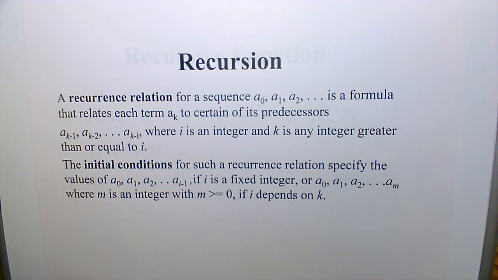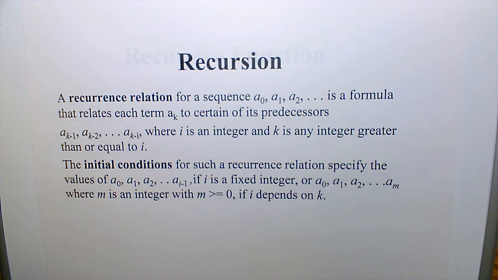Section 5.6 and 5.7 deal with recursion, and the way they approach it in your text is they will look at a bunch of different problems, and in section 5.6 they look at how to approach the problem recursively, and in section 5.7 they'll take a look at how to find an explicit formula for that problem.